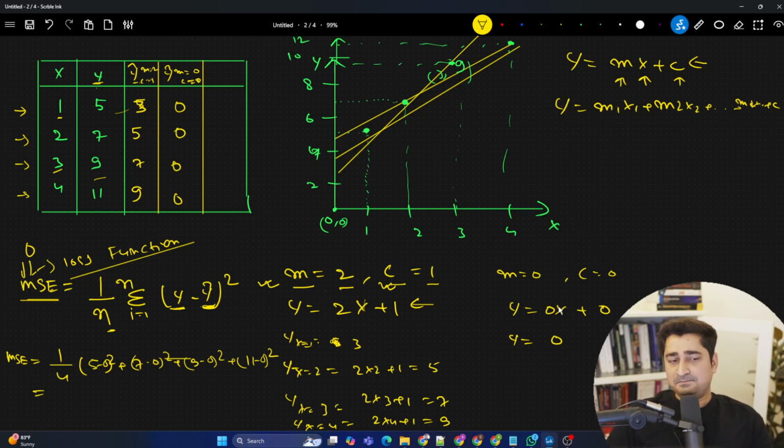1 by 4 into, so basically 5 minus 0 square, 7 minus 0 square. So technically it's going to be 1 by 4, 5 square plus 7 square plus 9 square plus 11 square. Now do the math, give me the value.